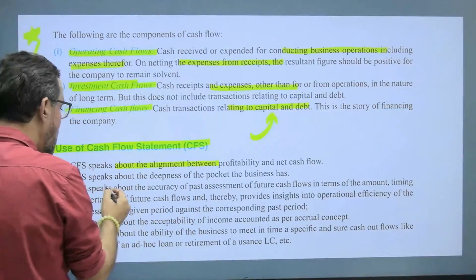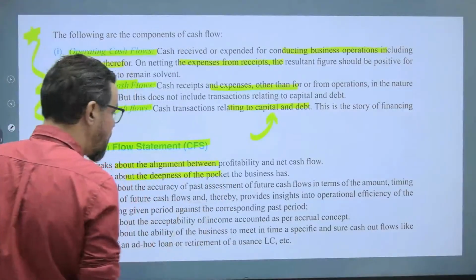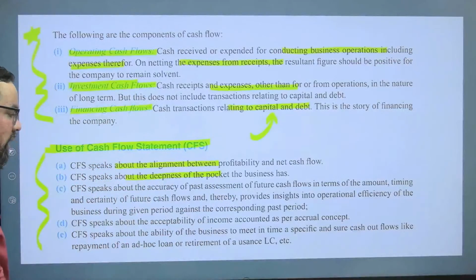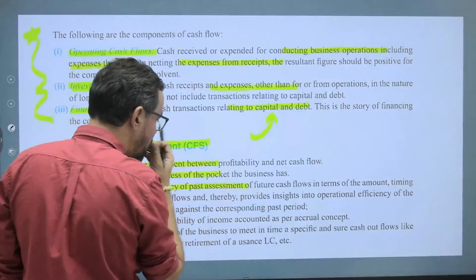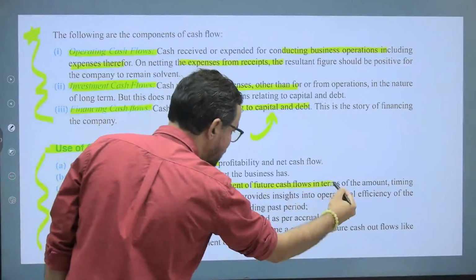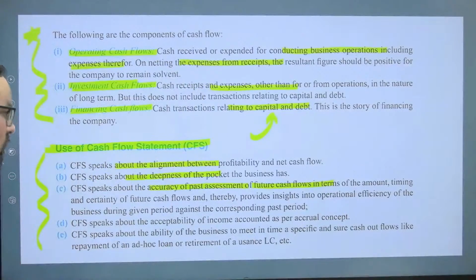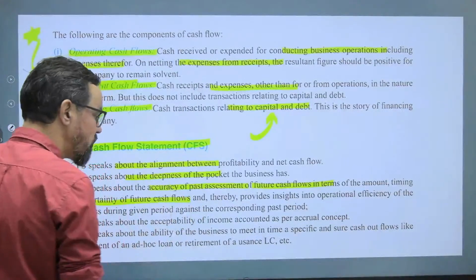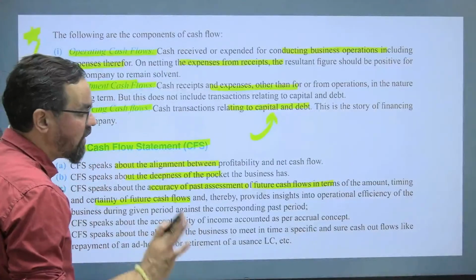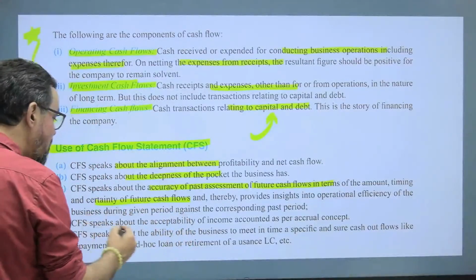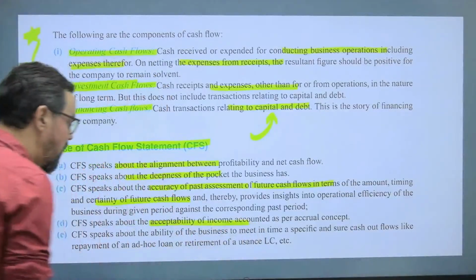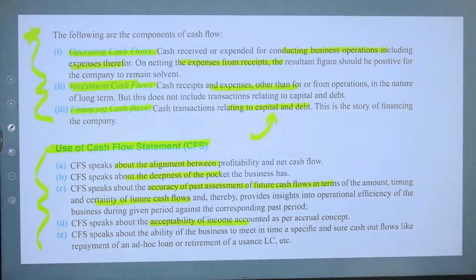ठीक है, they speak about the deepness of the pocket in the business, how the cash is circulating in the organization. ठीक है, see, they speak about the accuracy of past assessment of future cash flows in the term of amount, timing, certainty of future cash flows, thereby provide insight into operational efficiencies. They speak about the acceptability of income accounted as per the accrual concept.